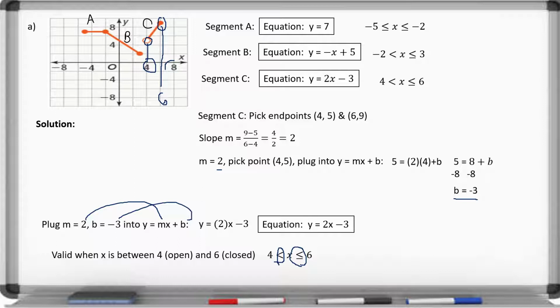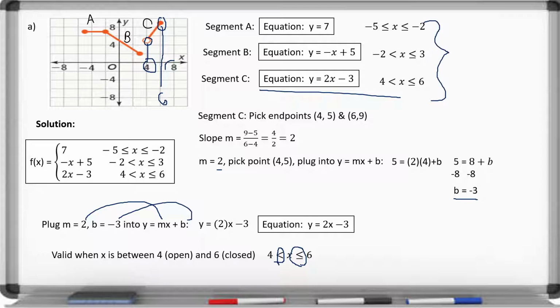All right, so then we can go ahead and plug it in. So now we know just a summary of our equation, and we're going to put this in a piecewise function as such. So our piecewise function is 7 when x is between negative 5 to negative 2, negative x plus 5 when it's between negative 2 and 3, and 2x minus 3 when x is between 4 and 6.